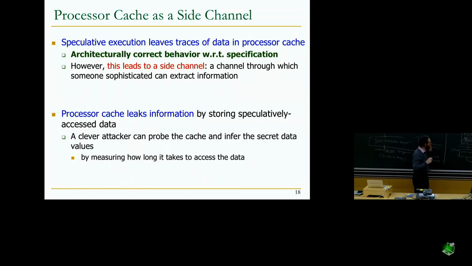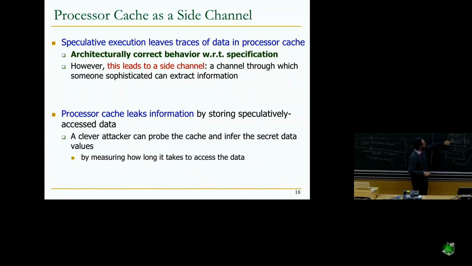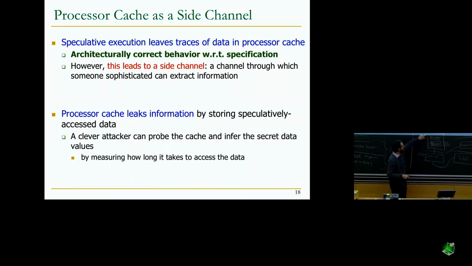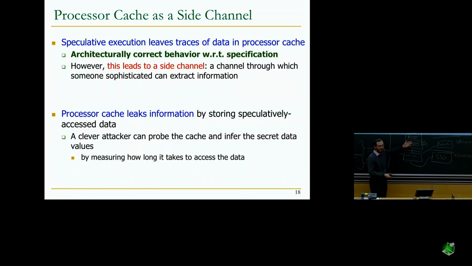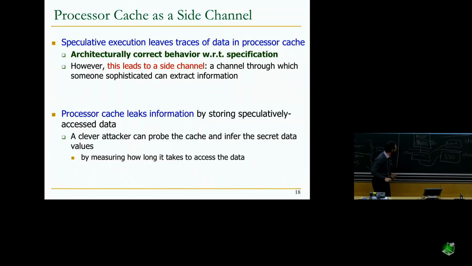So basically, if the address you're looking for hits in the cache, it's going to be fast. If the address you're looking for is not in the cache, it's slow. It's going to come from memory, and we said that it's slow. So by probing the cache, asking the cache, is the access that I have to this address fast or slow, fast or slow, fast or slow? And by doing that for many, many addresses, you can guess what secret data was actually loaded into the cache.